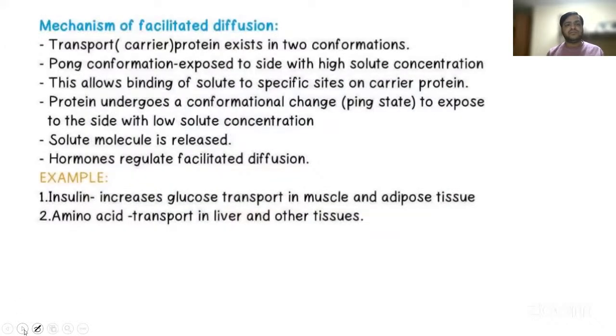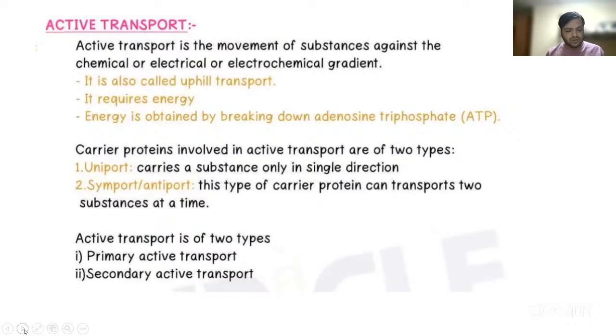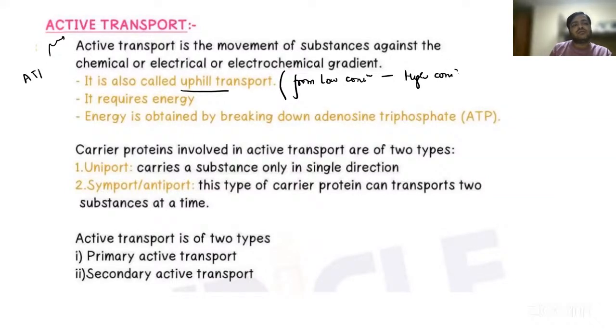Now coming on to the active transport, guys. You already know the substances are moving from low concentration to high concentration, and that's why it is called the uphill transport, from low concentration to high concentration. And basically in active transport there is always a requirement of ATP, right? Yes, it requires energy, and the energy is taken by the breaking down of ATP, that is the adenosine triphosphate, right?